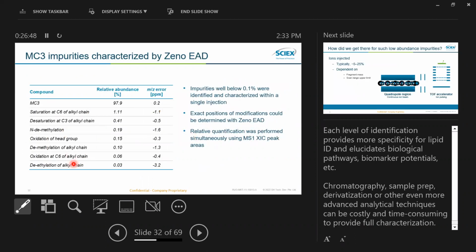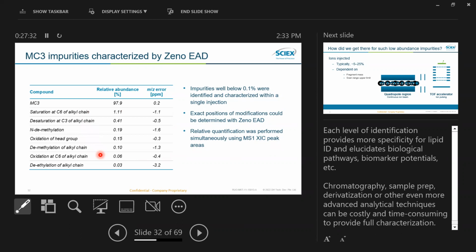So, taken in sum, this is looking at some of the different impurities that we found within this raw material, and comparing this to the calculated relative abundance compared to the main peak MC3. This is all done from MS1 data from the XIC peak, and this is relative abundance. These are the ones that we characterized using the EAD fragmentation. We also observed some lower than this, but just for the sake of time, we didn't cover them.